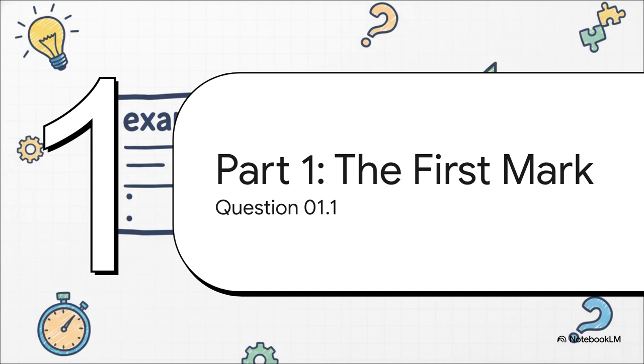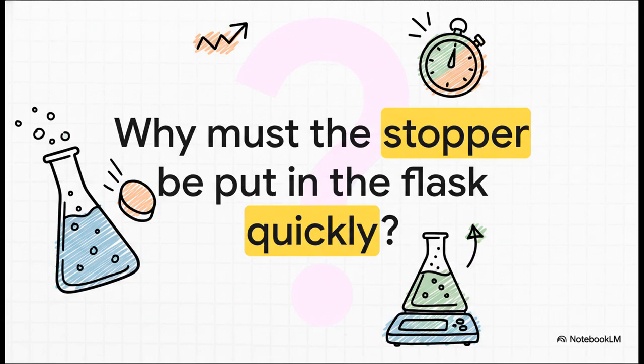Okay, first up, part 1 of the question. This is a nice, straightforward one-marker. These are the kinds of points that are easy to pick up as long as you've paid attention to the details of the experiment. The question is, suggest why the stopper must be put in the conical flask as quickly as possible. So think about it.